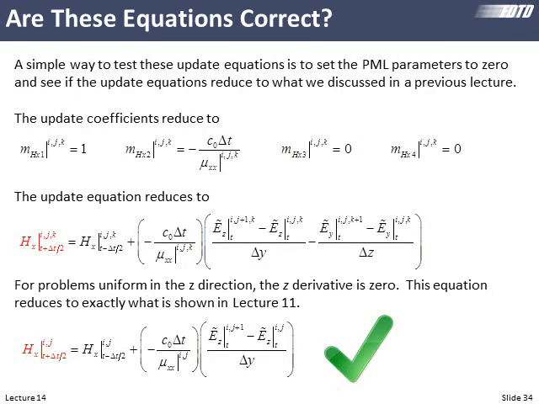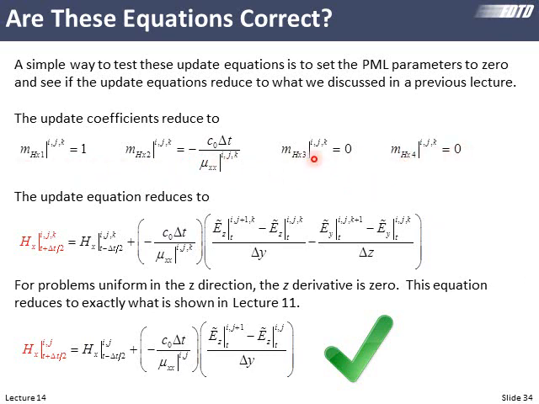We can do a test to see if these are correct. If we pass the test, it doesn't mean absolutely they're correct, but if it didn't pass the test, it would certainly mean that they're wrong. So what we can do is turn off the PML and see if our update equation reduces down to something that looks familiar that we've gotten previously. Well, if we turn off the PML, those fictitious conductivity terms all go to 0. And when that happens, our update coefficients reduce to this.